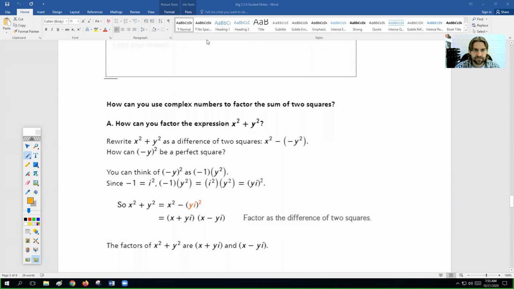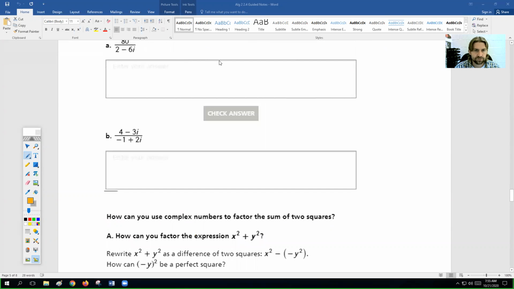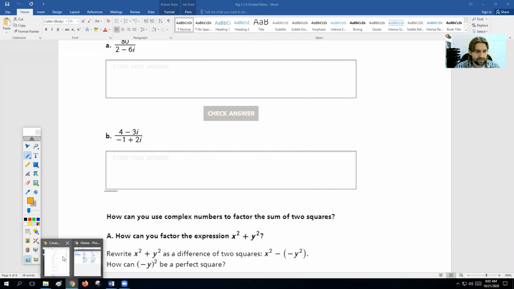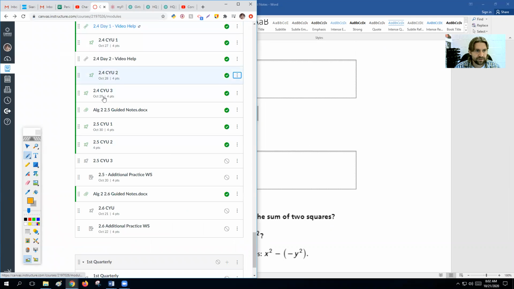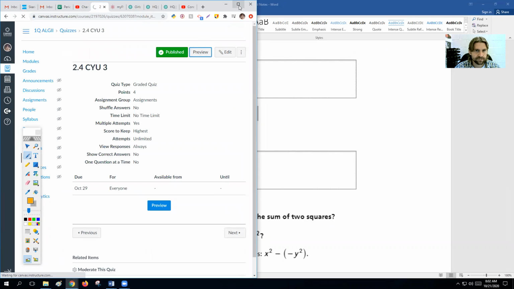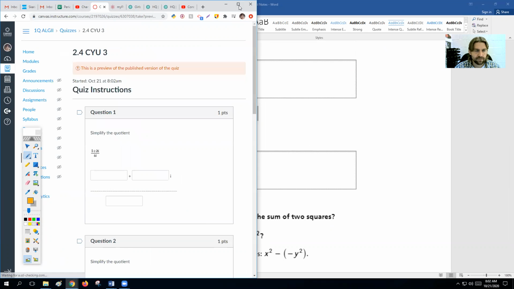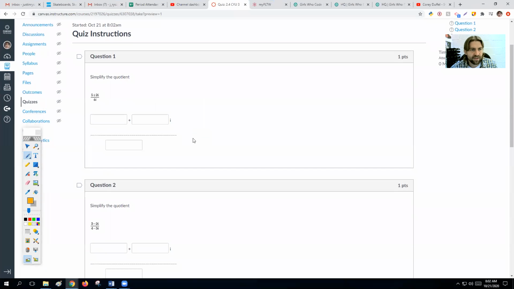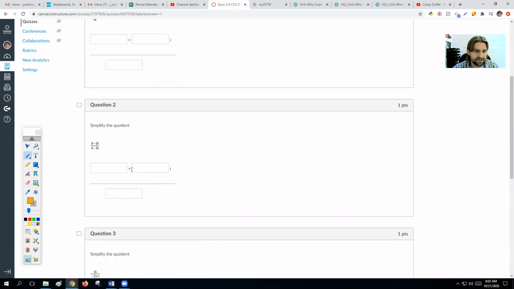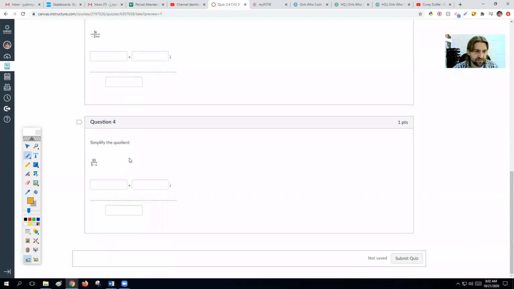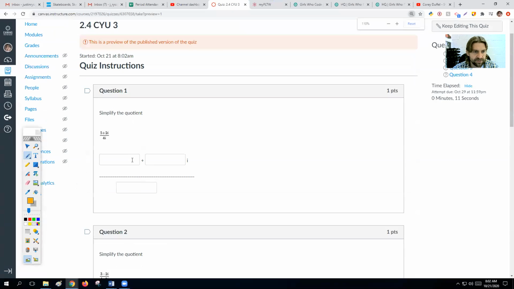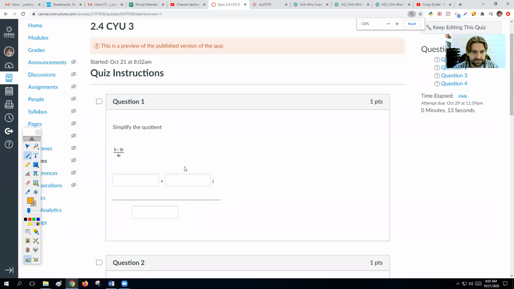Let's look at tonight's CYU. So 2.3. All right. So if you guys notice here, there's several blanks, so that must mean some things don't reduce. So let's go through and do maybe one or two of them together.